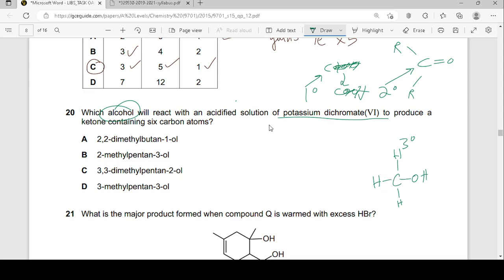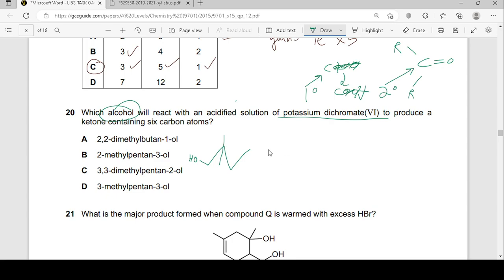Anyways, so a ketone containing 6 carbon atoms. You want a ketone containing 6 carbon atoms. So first you have to have a secondary alcohol somewhere. So let's just draw these out. I'm going to draw the skeletal formulas because I find it more comfortable. But you know, you can draw the structure or whatever if you want. So 2,2-dimethylbutan-1-ol, so butane, and 1-ol, so I'll make an OH here. 2,2-dimethyl, so on the second carbon I'll make 2 branches.